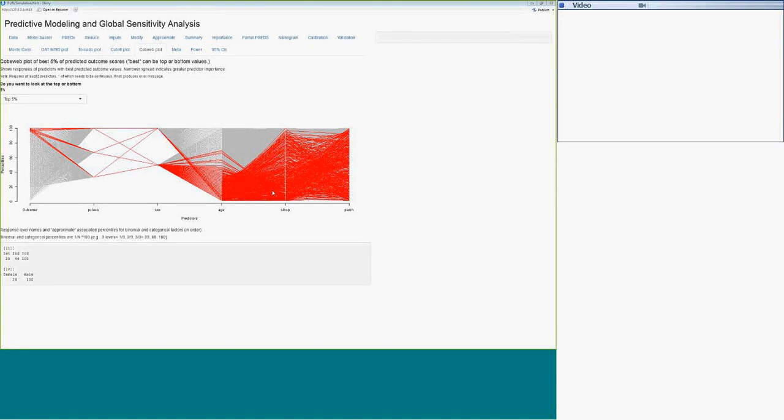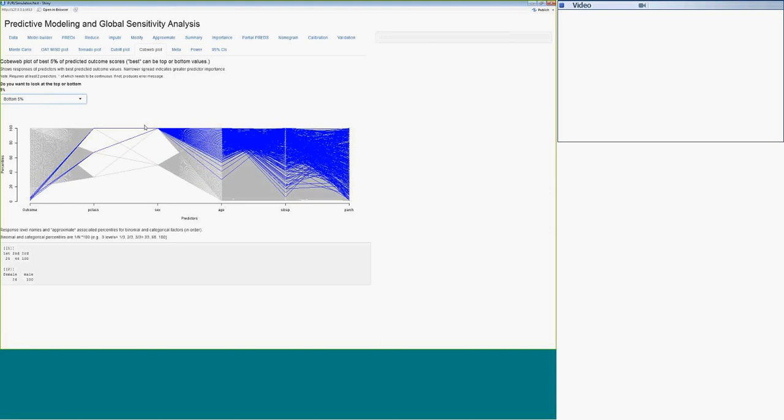This is the Cobweb Plot tab, and this is a way to show the importance of our predictors. What this is, is the 10,000 lines from the simulations. We can look at the top 5% of predictions, or we can look at the bottom 5% of the predictions.